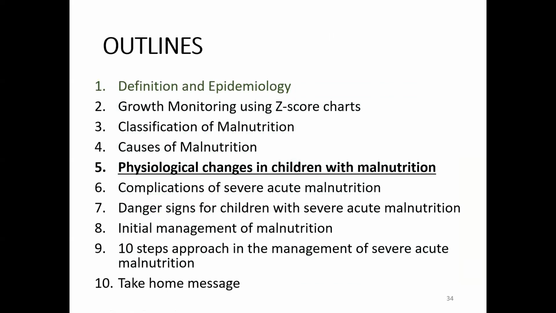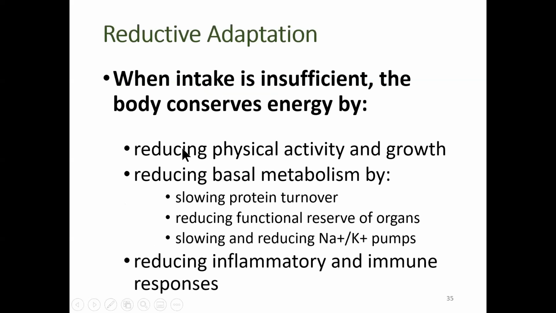And what are the changes that may happen in these children with malnutrition? I just want to take you through some physiology, but we won't go into detail, just a summary. In the presence of malnutrition, the body has what we call reductive adaptation. When intake is insufficient, the body finds a way to conserve some energy. How does it conserve energy for this child? By reducing physical activity and growth. If you have seen children with malnutrition, they all look very weak, with no energy, they look miserable, because of that energy the body is trying to conserve, because more activity would use even the little energy reserve that they have. So the body reduces physical activity and growth.